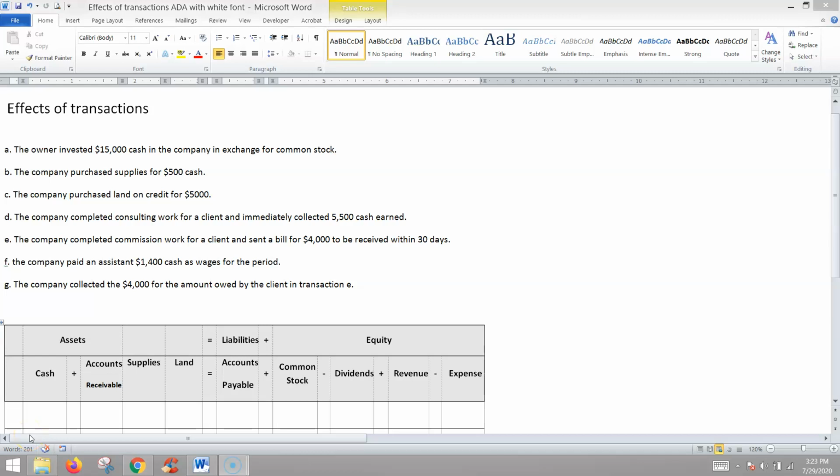Hi, I'd like to go over the effects of some of the transactions with you. A. The owner invested $15,000 cash in the company in exchange for common stock.